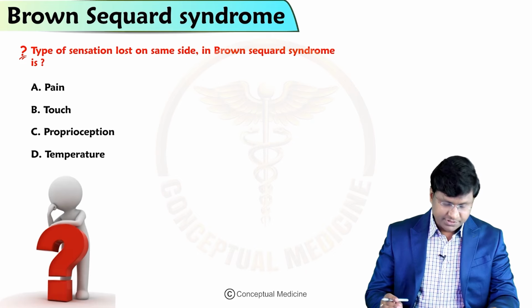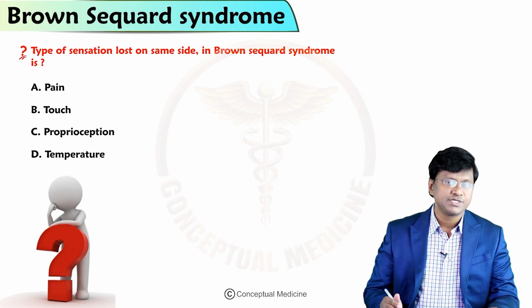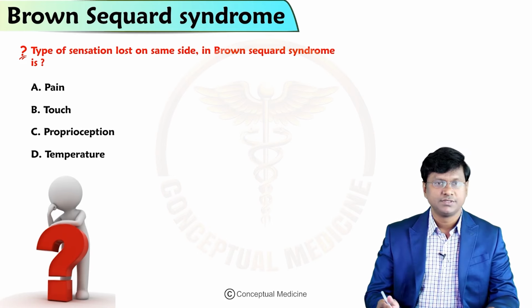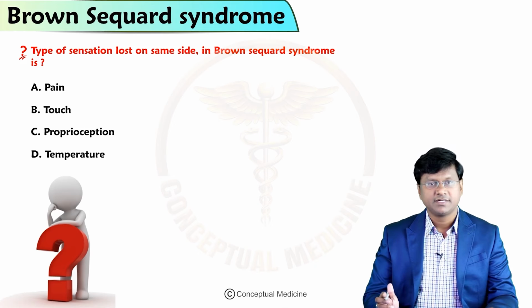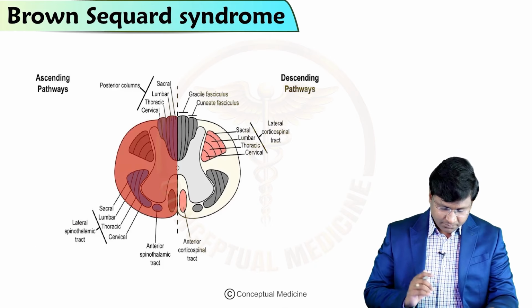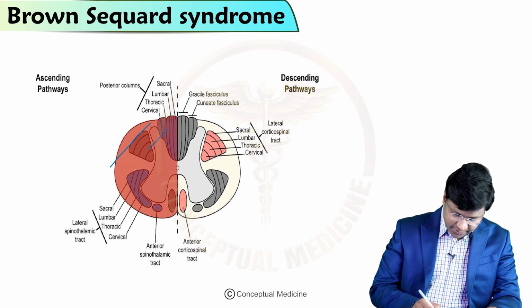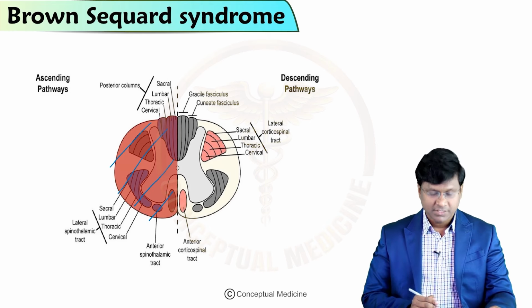Now, this is how questions can be asked on the topic of Brown-Séquard syndrome: the type of sensation lost on the same side in Brown-Séquard syndrome is pain, touch, proprioception, temperature. So we will discuss and then come back to this question. This is the spinal cord, right? You can make out here, this is the hemisection of the spinal cord.